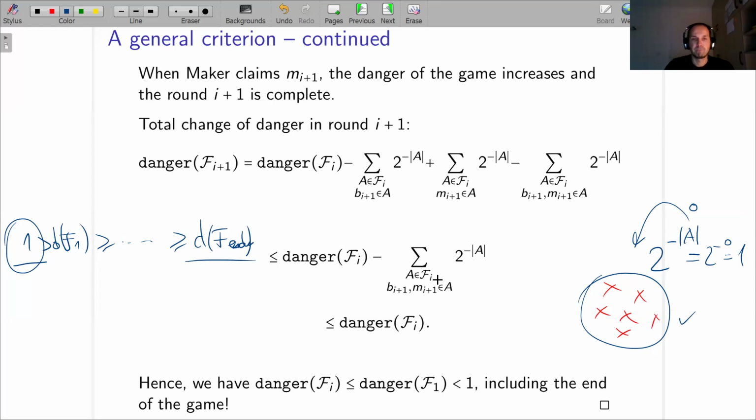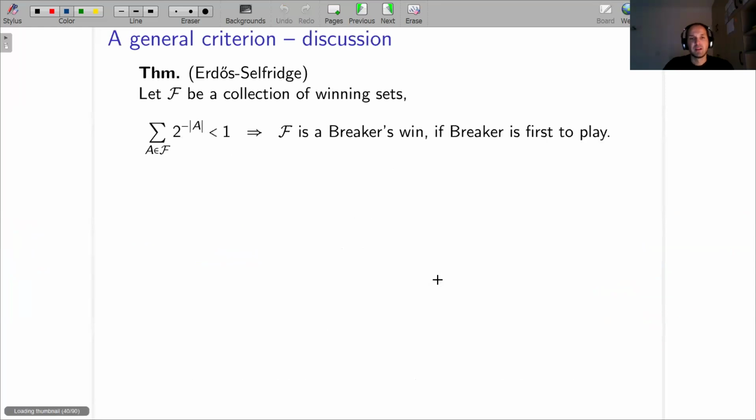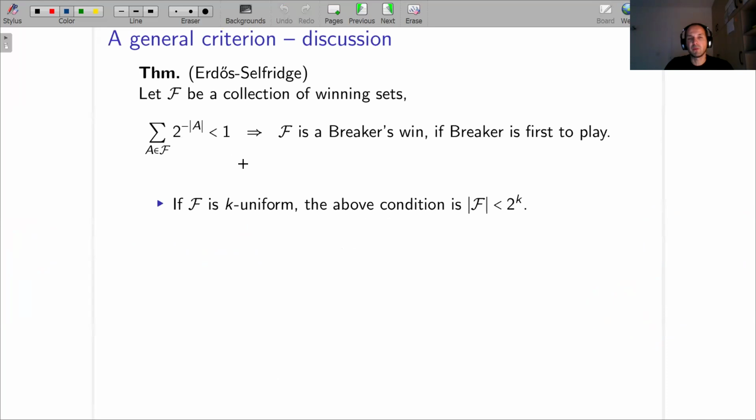That's it. So this is a repeated theorem. It's simple on one hand, it's really applicable, and one just needs to check this condition. Just before we apply it, I want to give a couple of remarks.